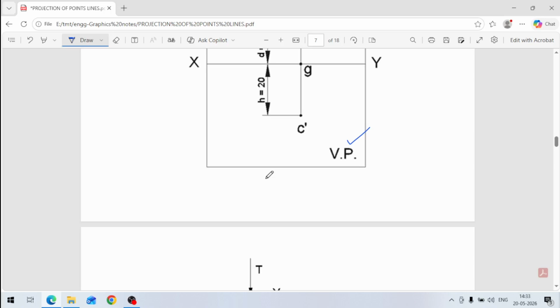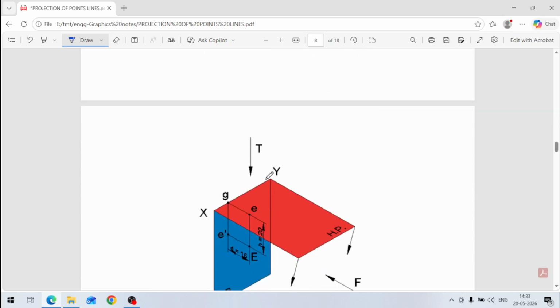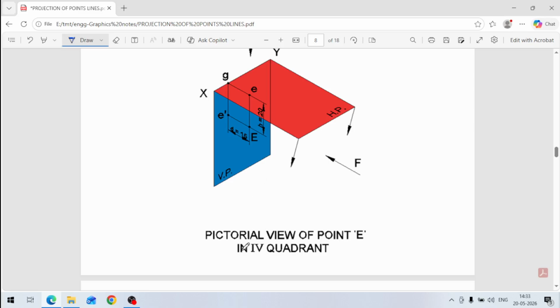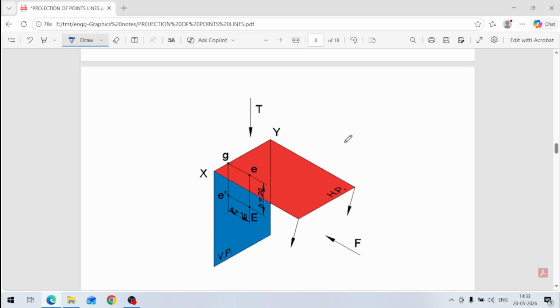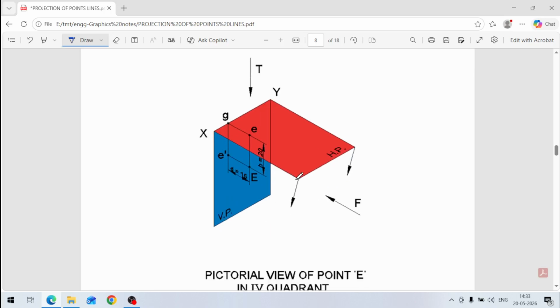Okay. Then next case is fourth quadrant. This is our fourth quadrant. In fourth quadrant, this is our horizontal plane, this is vertical plane here. So when it is tilted like this, clockwise, in the same way it becomes vertical plane only. Both the planes become vertical. So it is the same case as in the second quadrant.